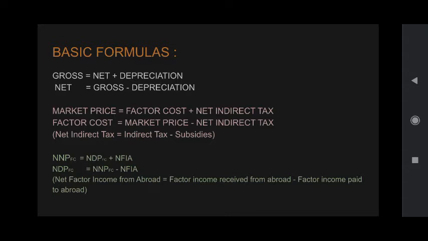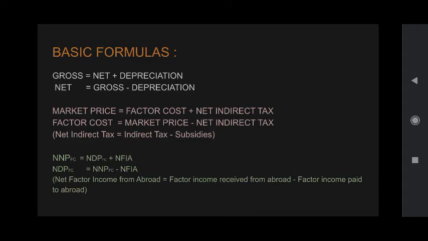Gross investment is the total investment, therefore it includes depreciation. While when you need to calculate the net value, you will be excluding or deducting depreciation from the gross investment. The second pillar talks about the market price and factor cost.